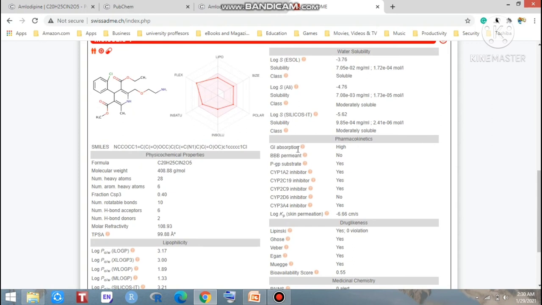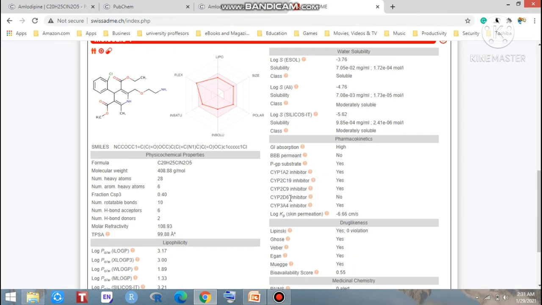Look at the GI absorption. In the gastrointestinal absorption, it's really high, and that means it may be absorbed easily in the gastrointestinal tract. And look at the BBB, that means blood-brain barrier permeant. The answer is no, that means it doesn't pass the blood-brain barrier. If you are thinking to discover a drug that passes the blood-brain barrier, then it must be yes.